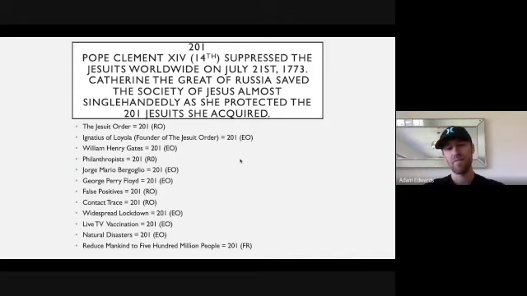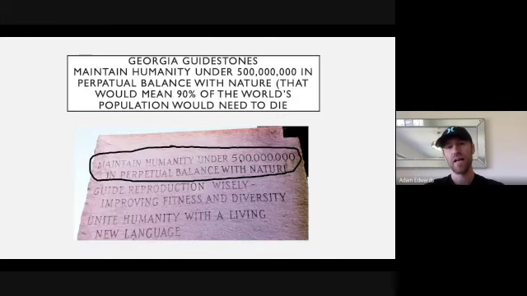Reduce mankind to 500 million people equals 201 in full reduction. That's incredibly important, and I'll tell you why. Because I think this is one of their end goals, depopulation. If you look at the Georgia Guidestones, it says maintain humanity under 500 million in perpetual balance with nature. That would mean 90% of the world's population would need to die for that to happen. We heard Bill Gates say, if we do a really good job with the vaccines, we can decrease the world's population by 10 to 15%.